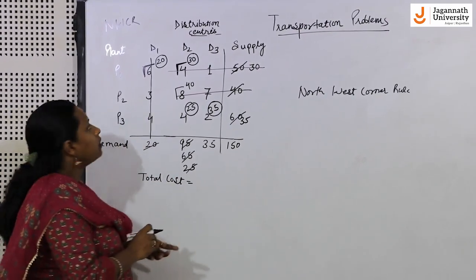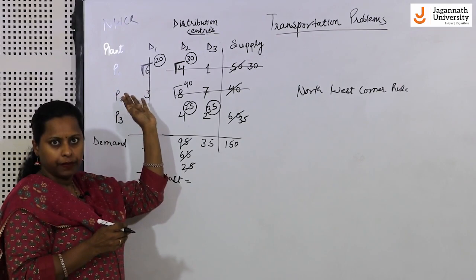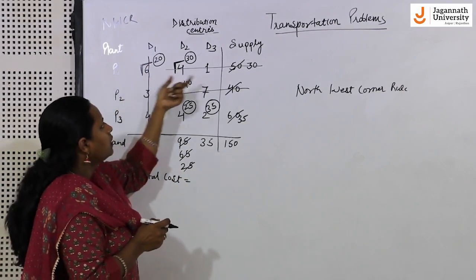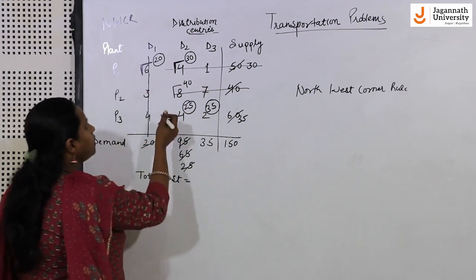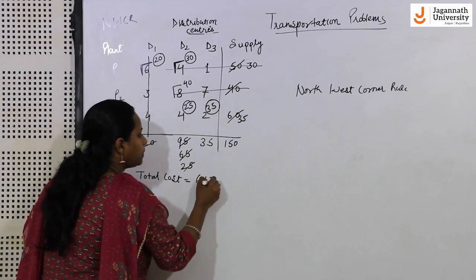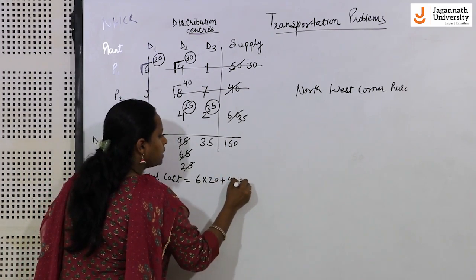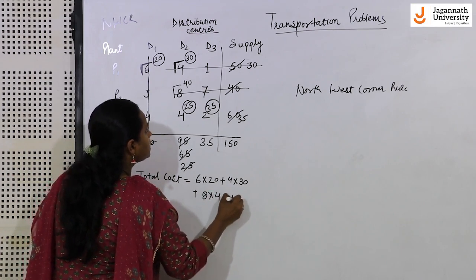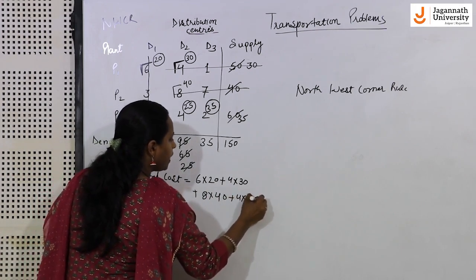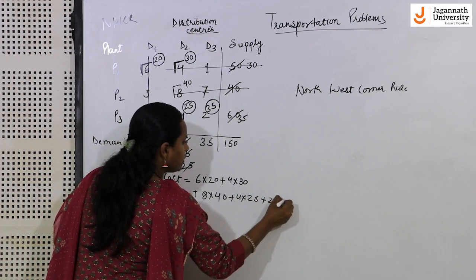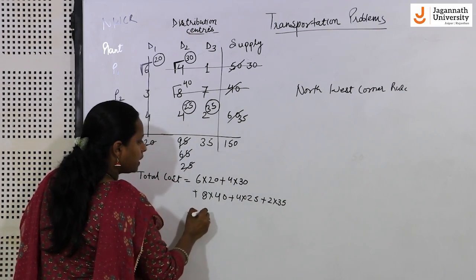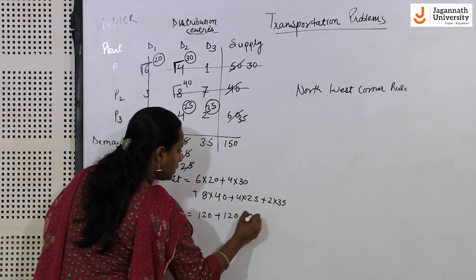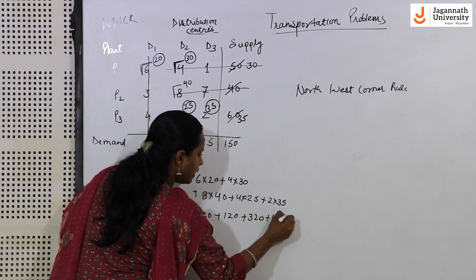Fine. The cost given in the PD cells, meaning plant and distribution cells, that is 6, 4, 1, these are all costs as I told you just now. So 6 into 20 plus 4 into 30 plus 8 into 40 plus 4 into 25 and 2 into 35. So 6 into 20 is 120, 120, 320, 100 and 70.